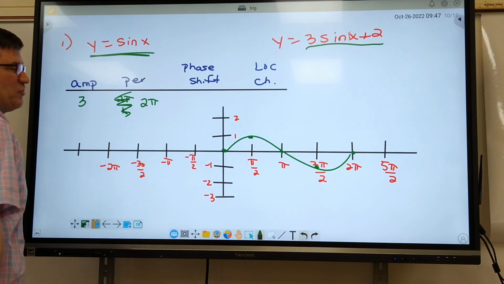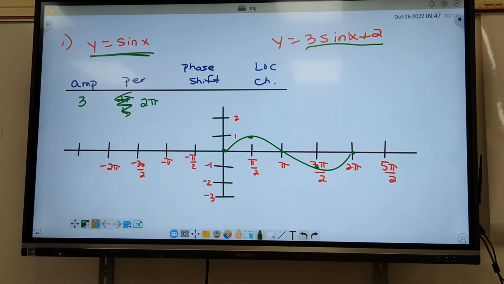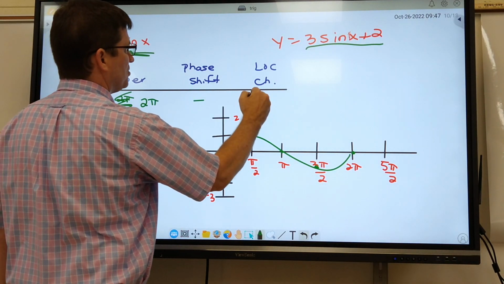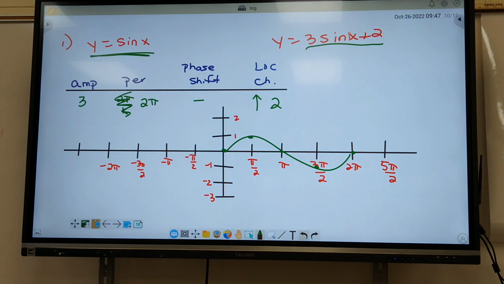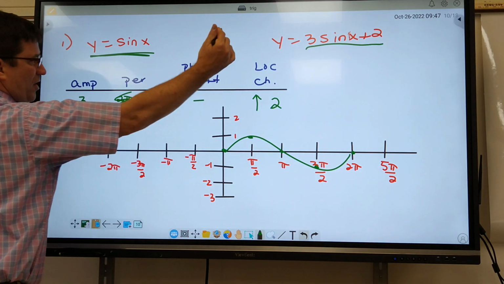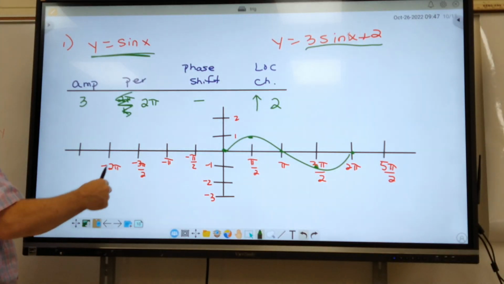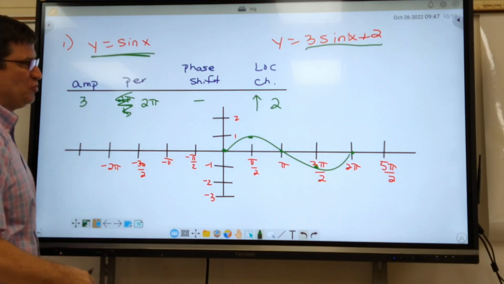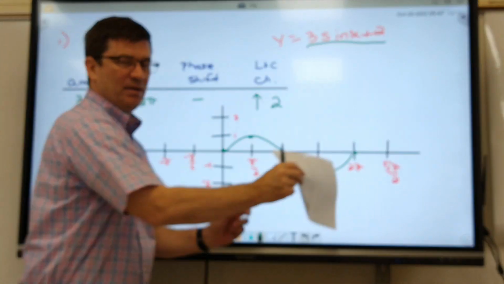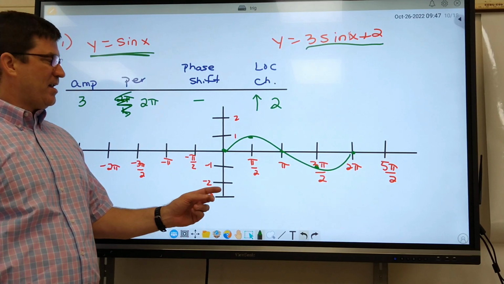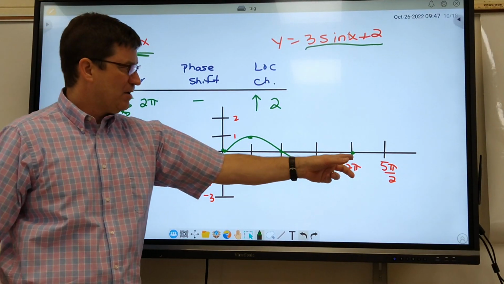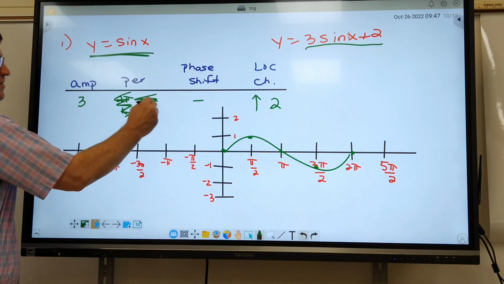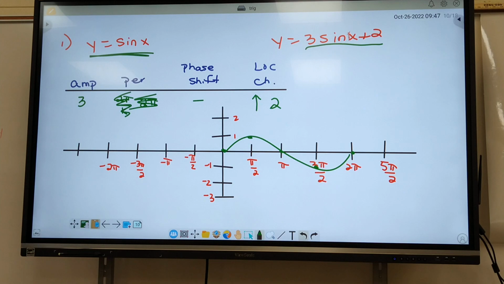Phase shift: there is no phase shift. And location change is up 2. So we've got 2 things we have to adjust for. We have to do a location change of up 2, and we've got to do an amplitude of 3. Period, it says 2 pi. Well, look, the period is already 2 pi. All that is where you start and how long it is, and you can see the original graph is 2 pi anyway, so we don't have to make an adjustment for that.